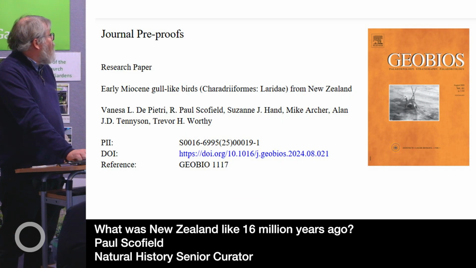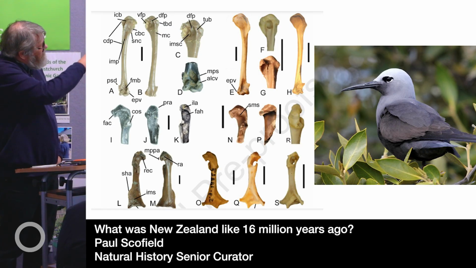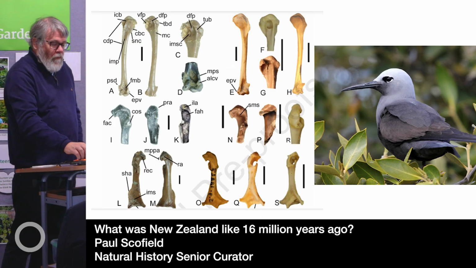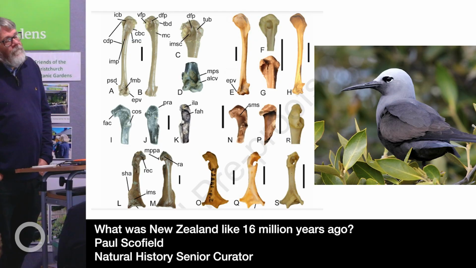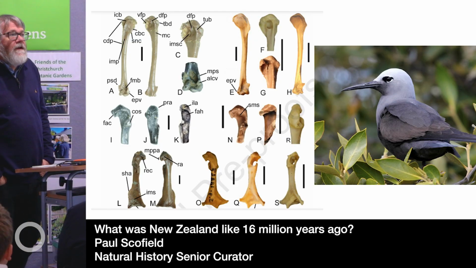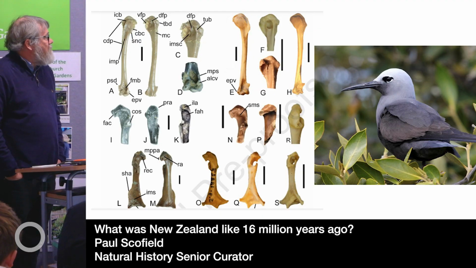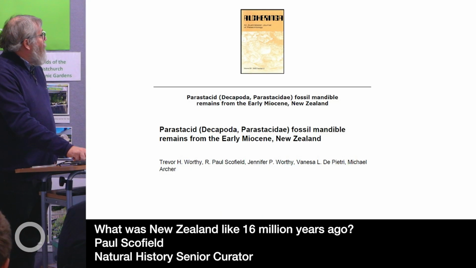We've quite recently looked at the gull-like birds and discovered, using bones like this, that we had a number of birds that were quite closely related to the tropical noddies, but none of the gulls that you actually see today, because that group hadn't actually evolved 16 million years ago.